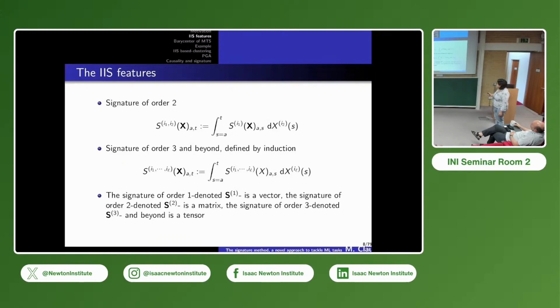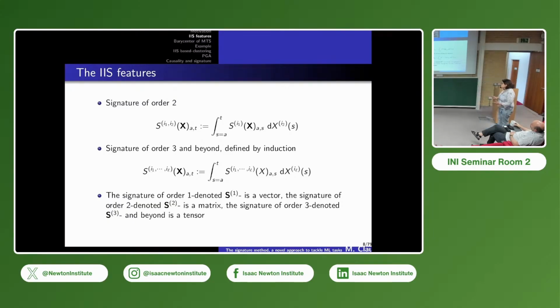So if you are at order 2, you define recursively these integral features as follows. First you are considering your features at the previous order, and then you integrate it against your new component. Okay, and the point is there are several things to remark.